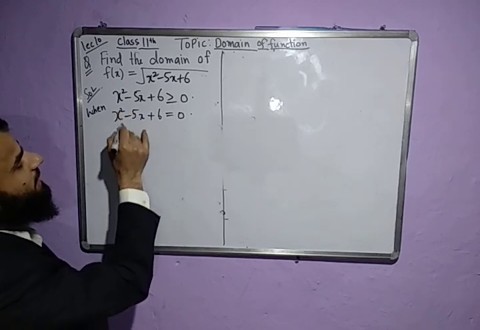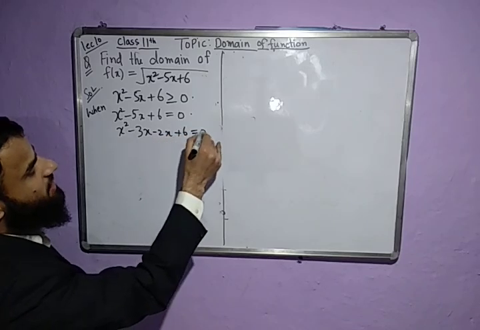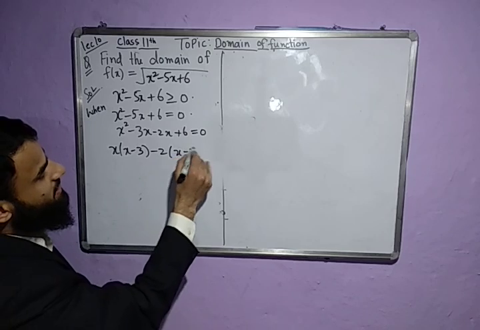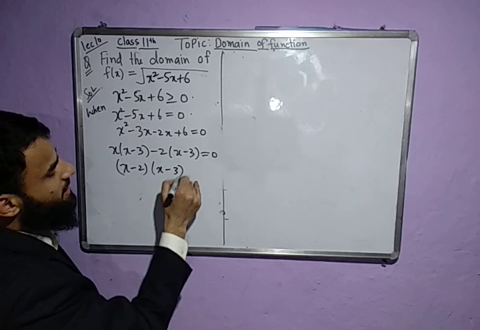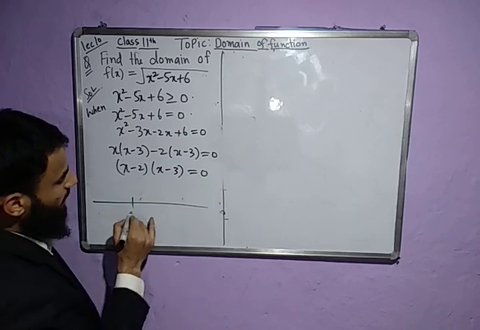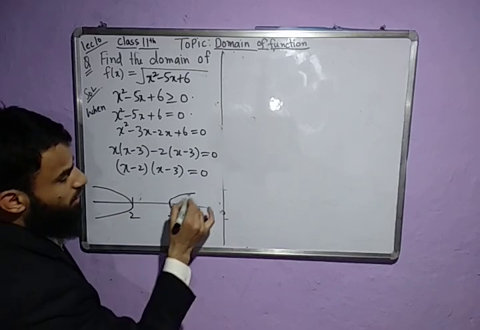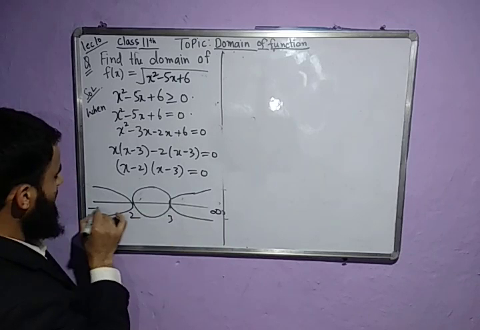So I will get x square minus 3x minus 2x plus 6 is equal to 0. Then I will get x into x minus 3 minus 2 into x minus 3 is equal to 0. And I will get x minus 2 into x minus 3 is equal to 0. Next I plot these 2 points on the number line. Therefore I will create three regions in the number line. This is plus infinity, this is minus infinity.